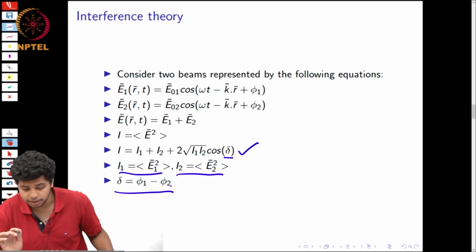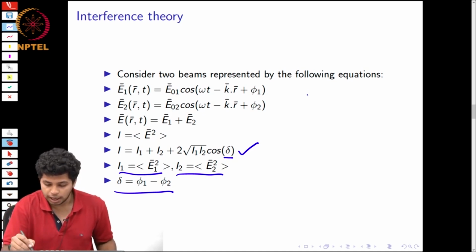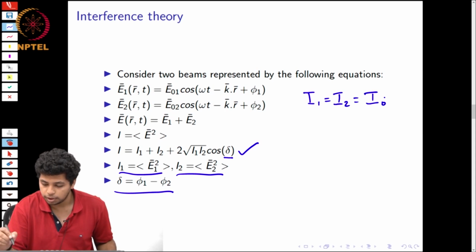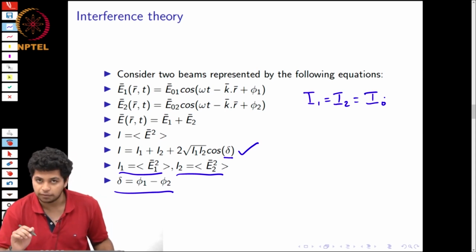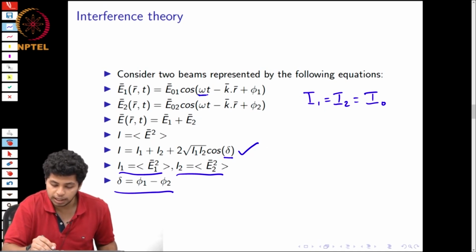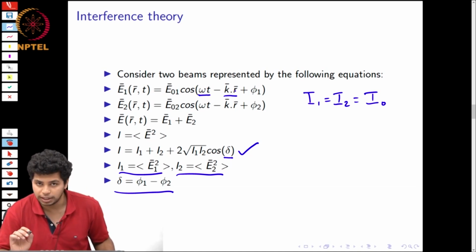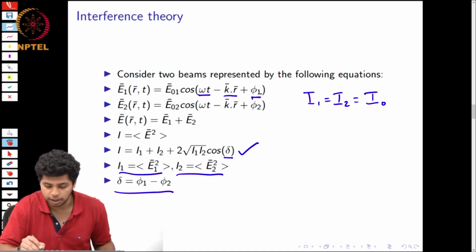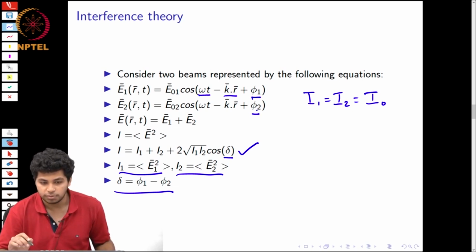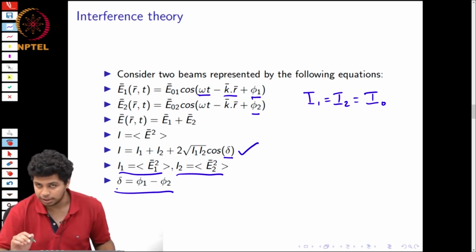Now, let us consider this example here. Consider that I1 is equal to I2 is equal to I0, which means both the beams have equal intensity. And let us also consider that omega t and k dot r for both beams are the same. So, the only thing different for both the beams is phi 1 and phi 2, which means there will be a non-zero delta term, but everything else will be the same.